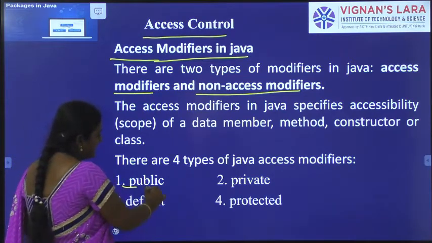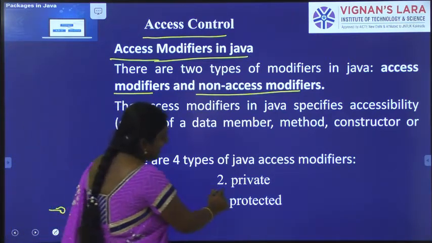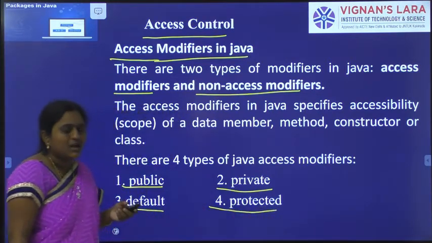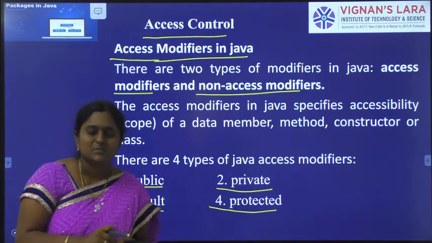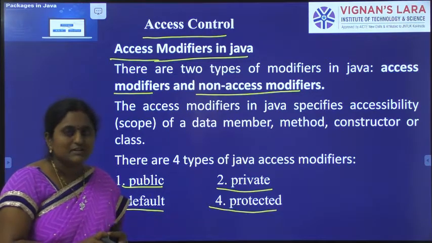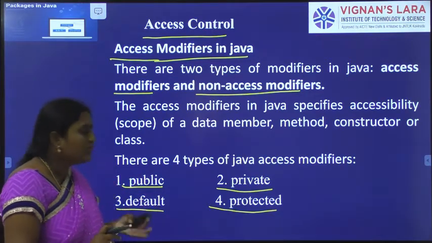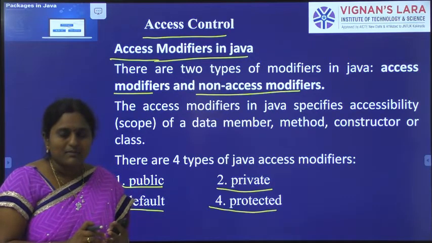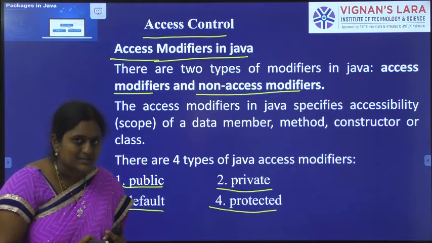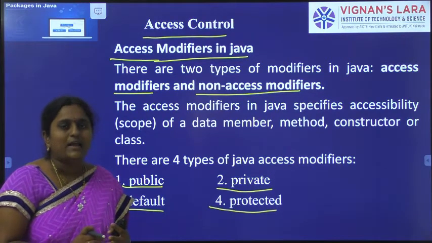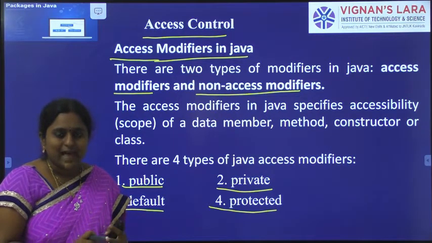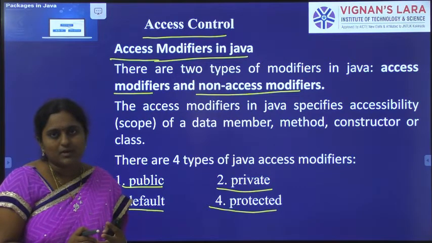The first one is the public access specifier, then private, then default, and then protected access specifier. Already I told you our main method is a public access specifier. Our main method contains public. These four are keywords: public, private, default, protected. Access specifiers are access modifiers, visibility control, access control. We can call them by any name: access control, access modifier, or visibility modifiers.